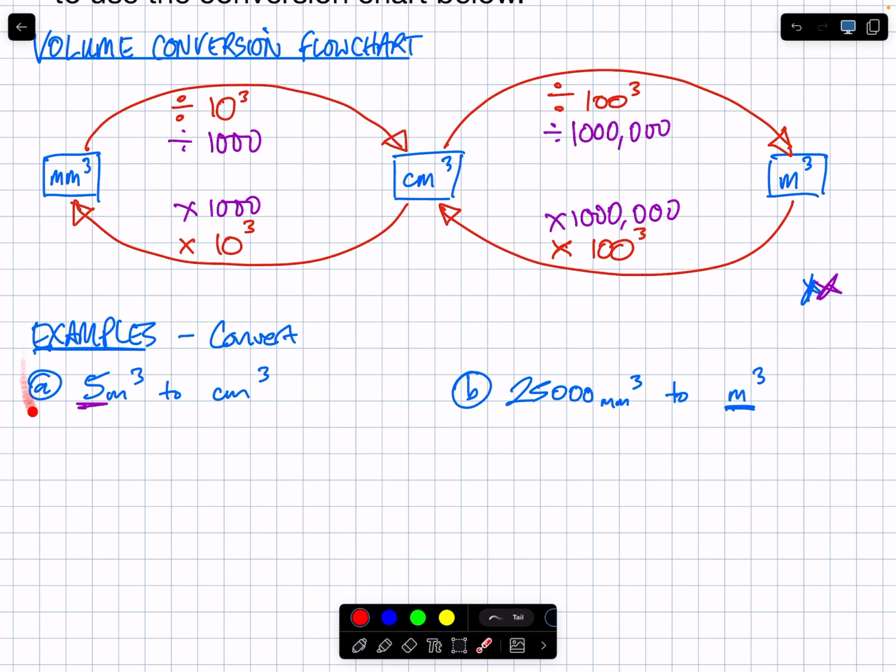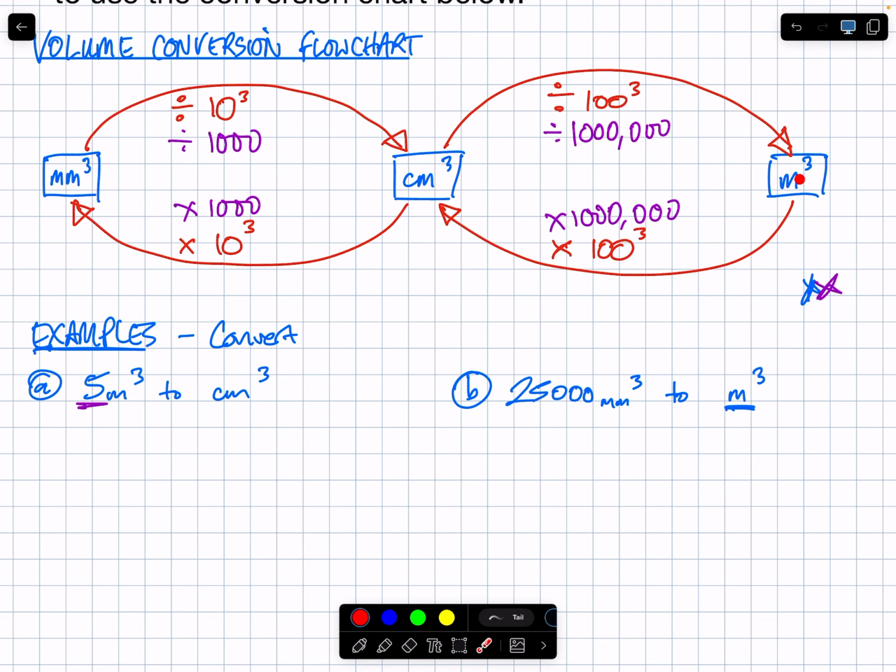Let me demo. If I want to convert 5 cubic meters to cubic centimeters, how do I use the flow chart? I'm in cubic meters. So I'm looking here with my eyes, and I want to go to cubic centimeters. So I follow a particular arrow. I go along this arrow at the bottom.